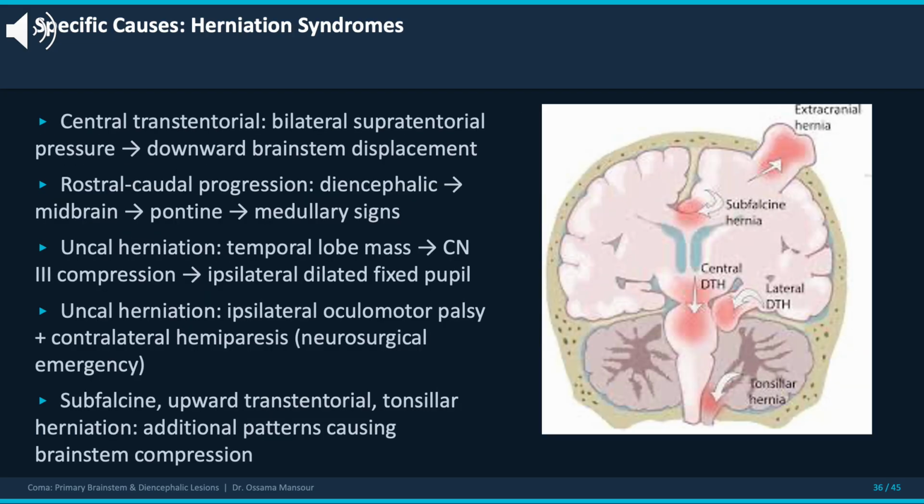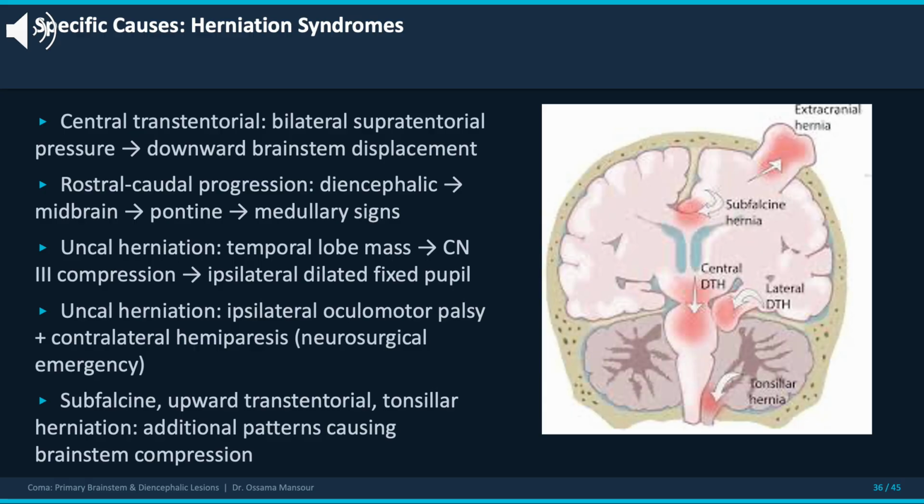Herniation syndromes represent a critical category of causes of brainstem and diencephalic dysfunction, occurring when supratentorial mass lesions produce sufficient pressure to displace brain tissue across the tentorium cerebelli or through the foramen magnum, compressing the brainstem from above. Understanding herniation syndromes is essential because they represent a neurosurgical emergency where rapid intervention can be life-saving.